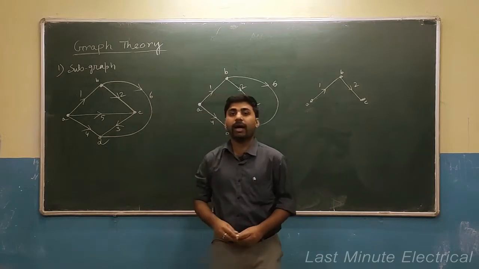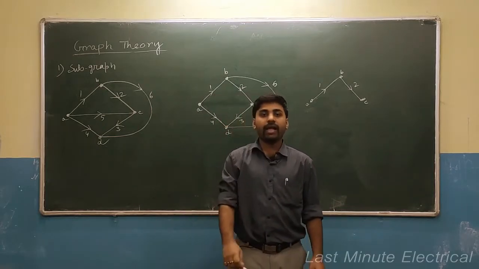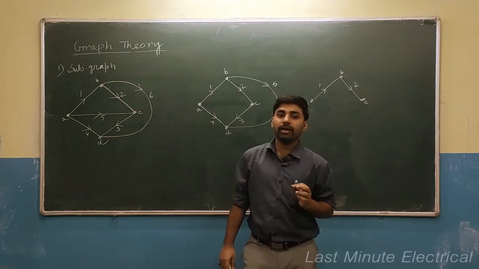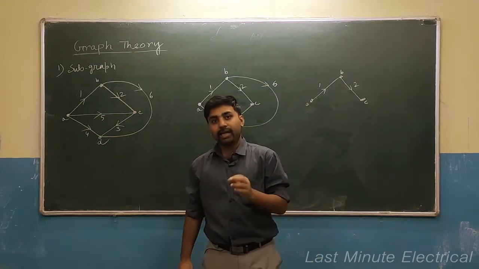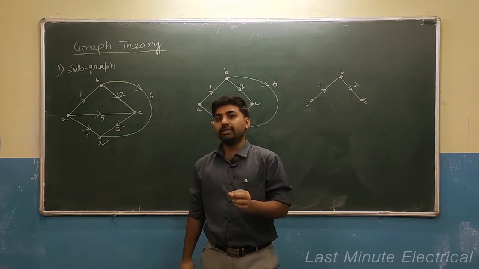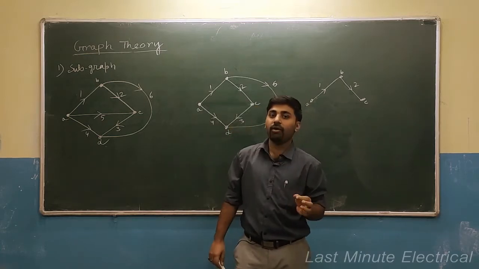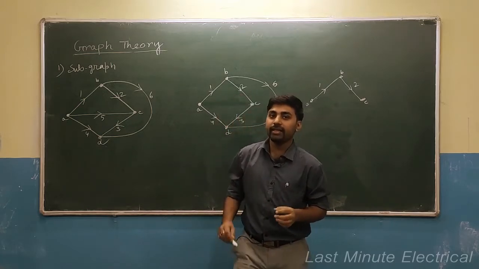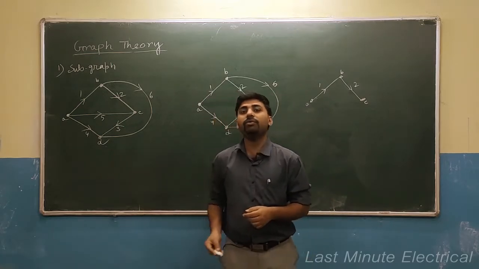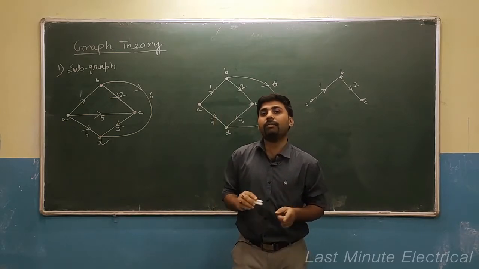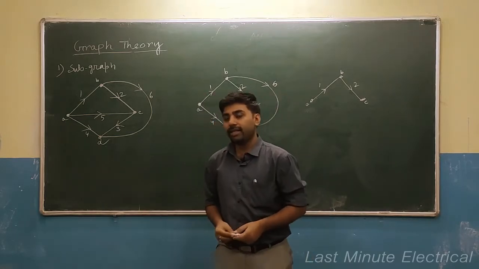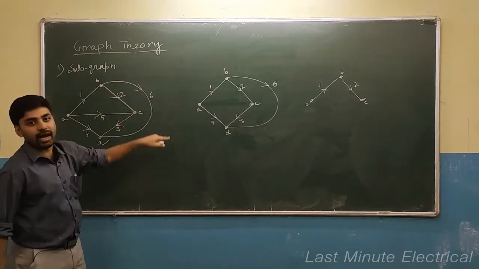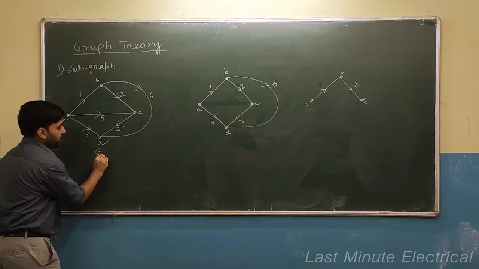What is a subgraph? A graph GS is said to be a subgraph of any graph if all the nodes that are present in GS and all the branches that are present in GS are also present in the main graph G. Then we will call GS the subgraph of G. Now let us take an example. Suppose this is a graph G.